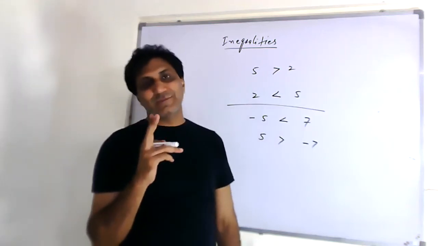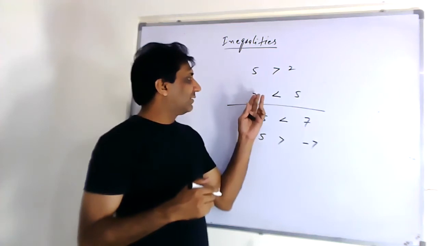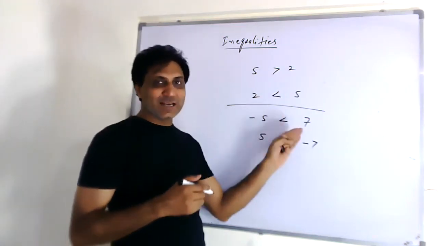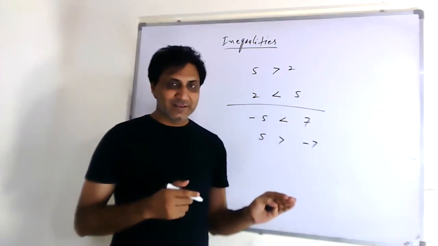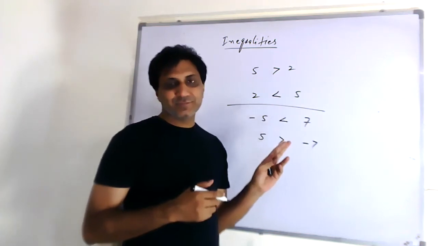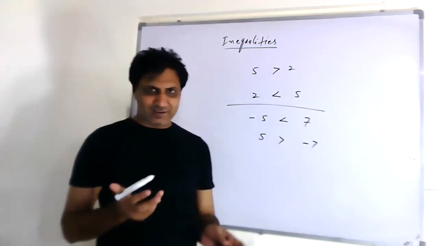So you have to remember these two things, that whether you are exchanging the sides or you are multiplying both sides by a negative sign, you have to change the inequality sign. Sometimes what happens, you do both things at the same time.